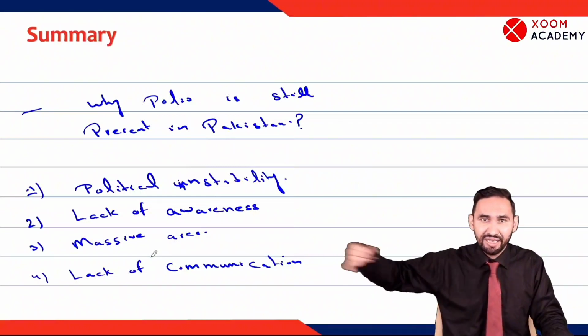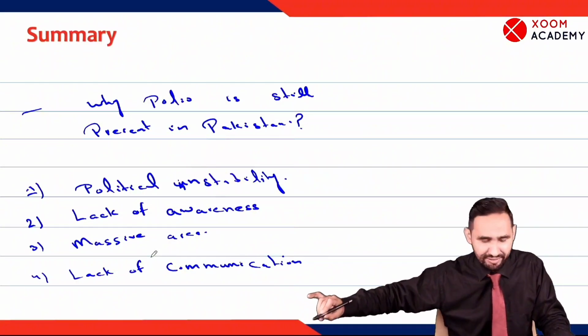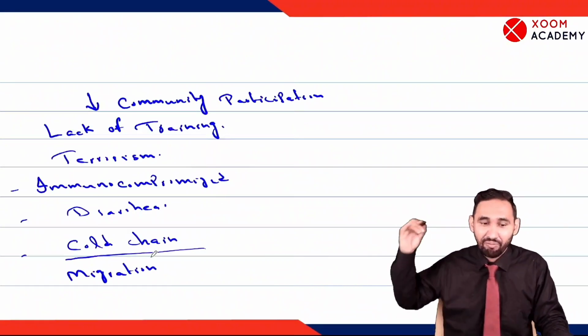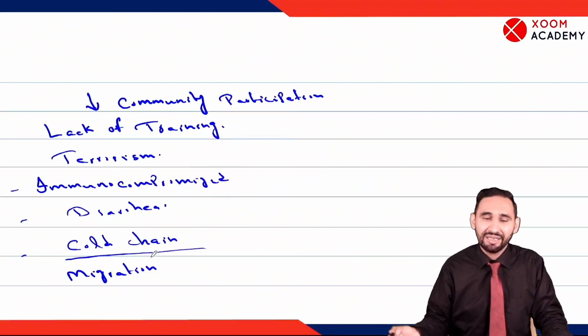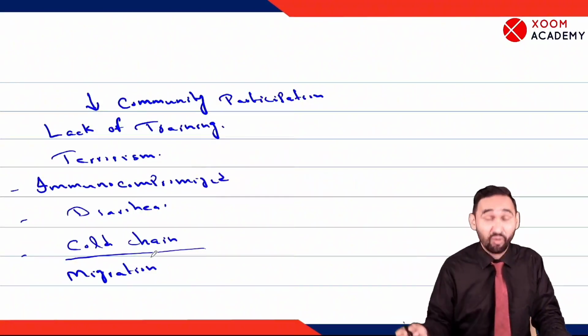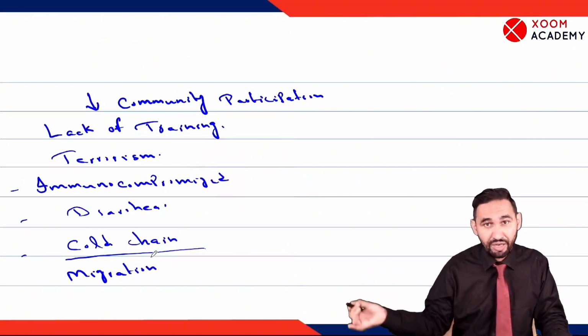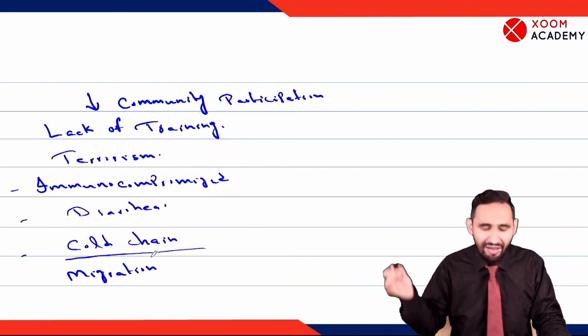There are hilly areas, there are plains, there are far-flung areas. The majority of the population is living in rural areas. Lack of communication, lack of participation, lack of training. There is no community participation, immunocompromised children, migration, cold chain. These are the factors which are influencing, although the government is trying to provide vaccination to every child.